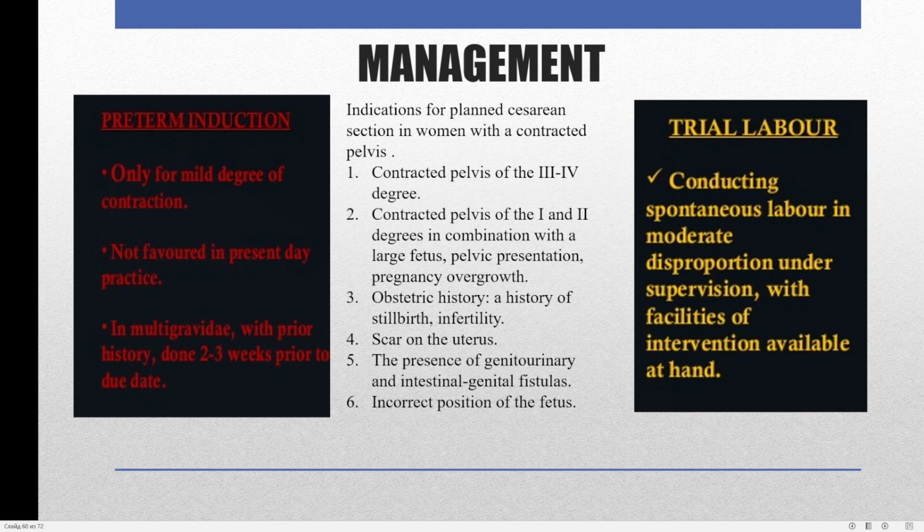What is the management in case of contracted pelvis? Before I say that, if first or second degree, natural labor is possible. Third degree, if a live fetus, is an indication for cesarean section, and fourth degree is an absolute indication for cesarean section. But I divide it into some groups.